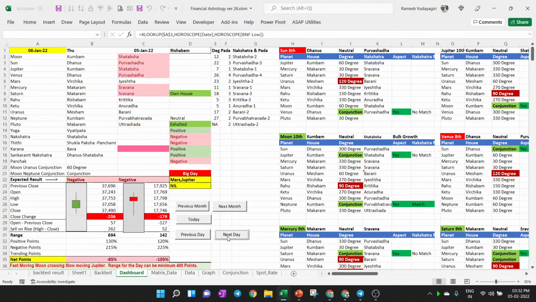Next day, 6th January, there is a negative view. With the negative view, what you can see here is the opening price, about 400 to 500 points we got the gap down.